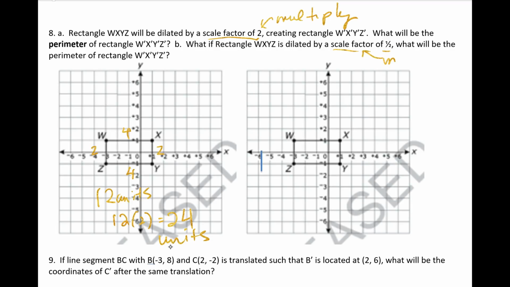And then what if it's a scale factor of 1/2? This means to multiply each coordinate. All right, so if we do that, now this becomes 4, 2, 4, 2. And so we have 12, and 12 times 1/2, which means take half of it or divide by 2, is 6 units. That would be the perimeter of the new image.